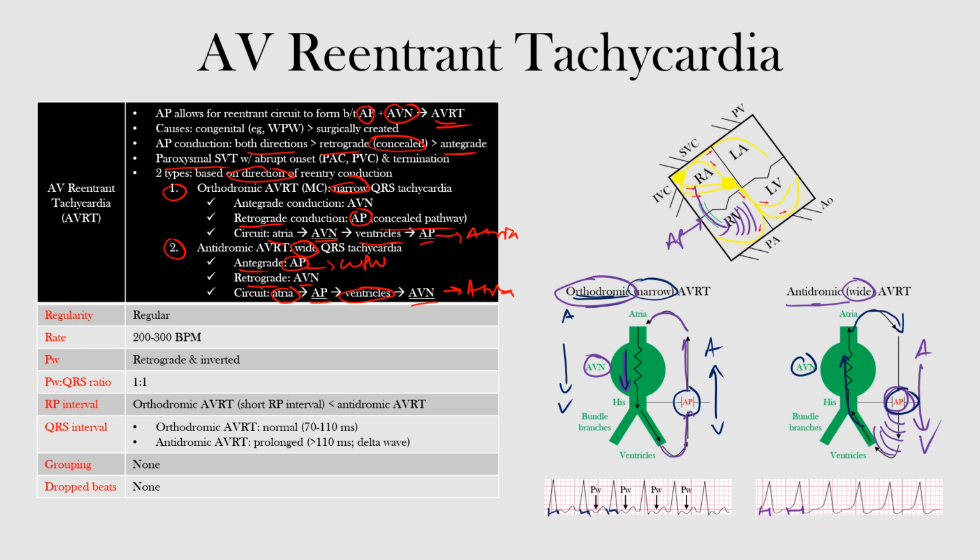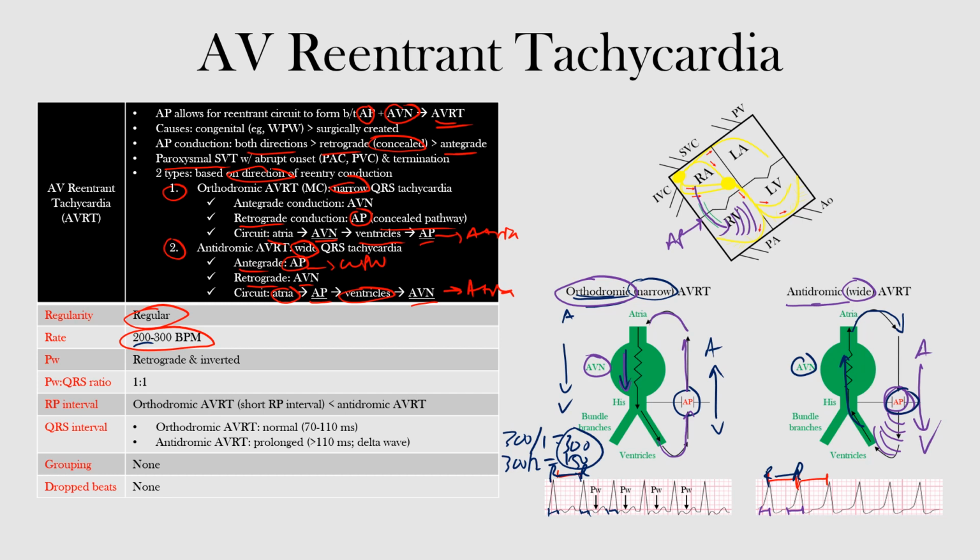Now, in terms of the regularity, these are typically regular rhythms. Okay, so the intervals between each one of these complexes tends to be the same. The rate is often between 200 and 300 beats per minute. So if we look at the rate here from one R wave to the next, it's about between 1 and 2 of the thick boxes. So 300 over 1 is 300 beats per minute, and 300 over 2 is 150. So it's somewhere between that, closer to the 200 range. Okay, and the same thing here if we were to look at our rate in the antidromic form.